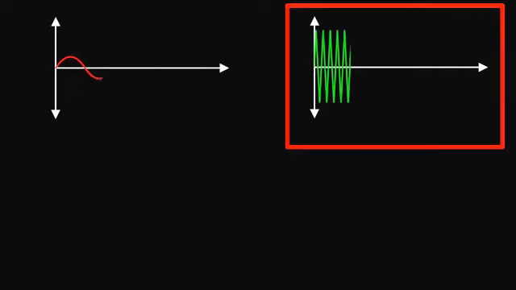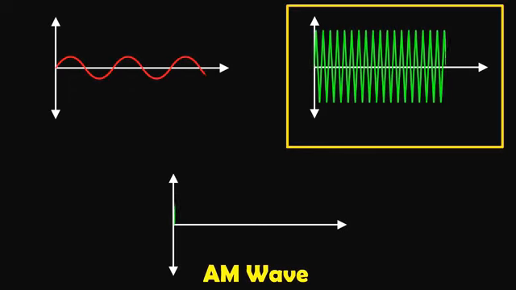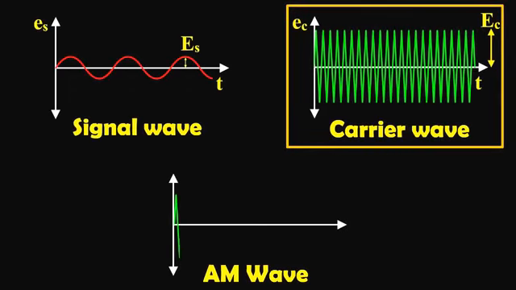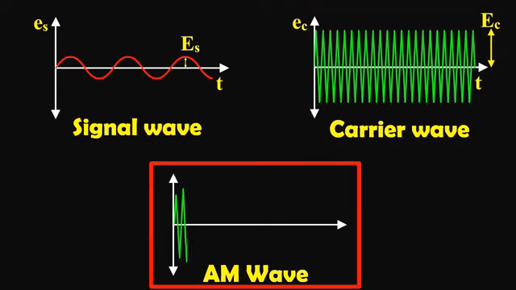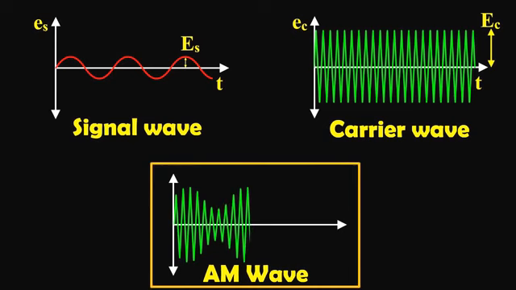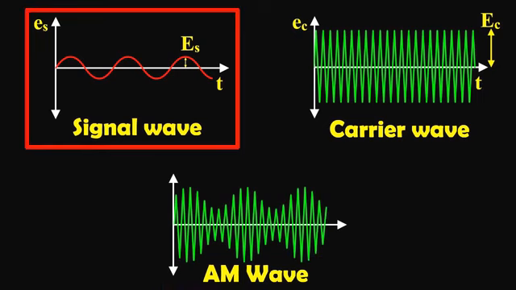What is amplitude modulation, that is AM? When the amplitude of high-frequency carrier wave is changed in accordance with the intensity of the signal, this process is called amplitude modulation. In the amplitude modulation, only the amplitude of the carrier wave is changed. The frequency and the phase of the carrier wave remain constant.